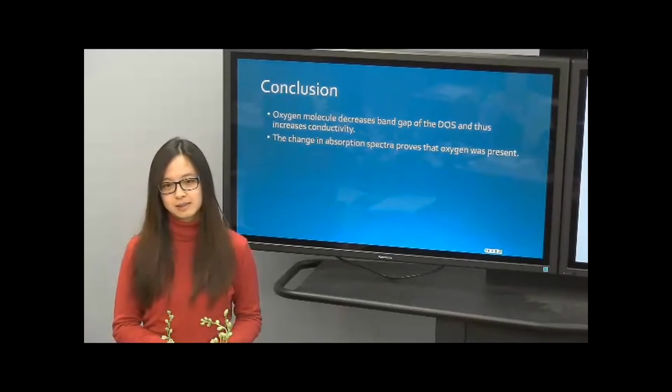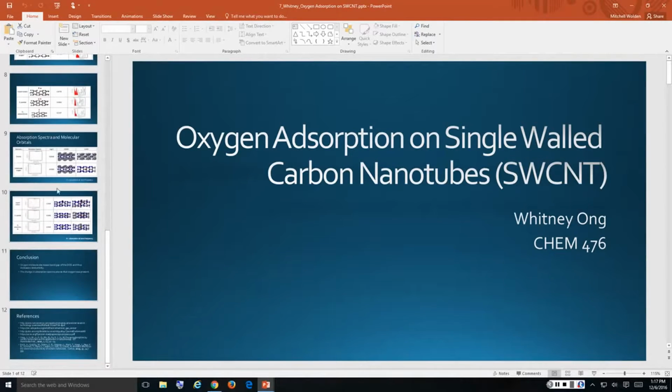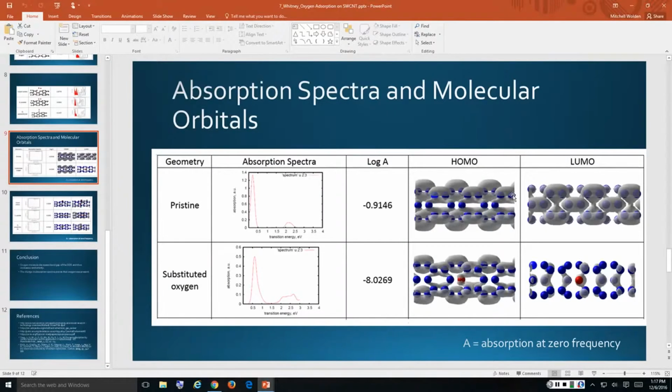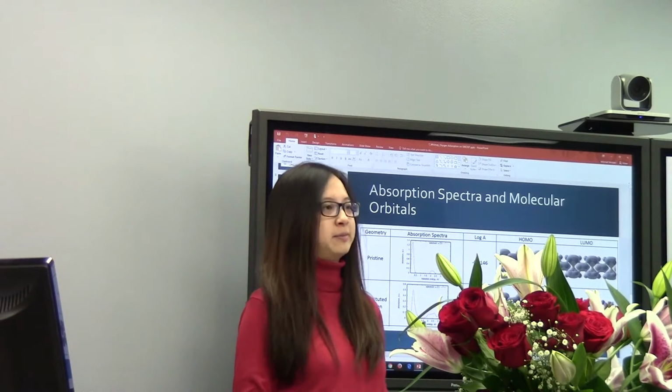On one of your tables, you had log of A. What does that mean? So the A is the absorption at 0 frequency, but because it's too small to measure, I use the logarithm.